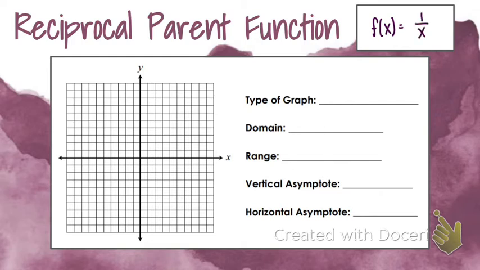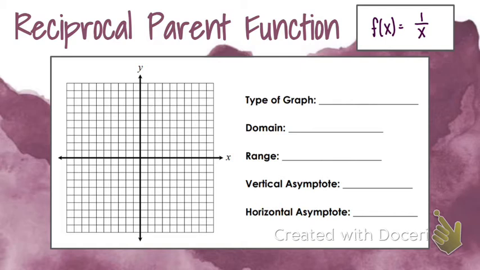And you can remember this by thinking about the reciprocal of a fraction is when you flip it over. So like the reciprocal of x is 1 over x. So that's why this is the parent function for this. So the type of graph that this makes, let's actually draw the graph first.